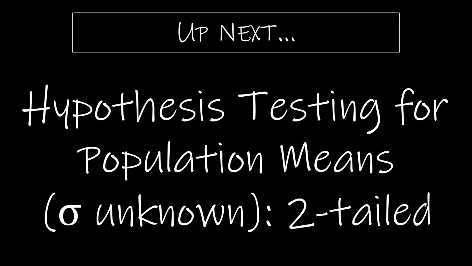Coming up next, we're going to take a look at two-tailed hypothesis testing for population means where sigma is unknown.